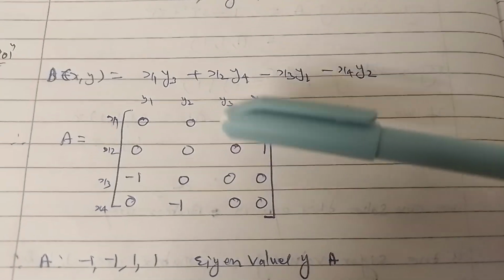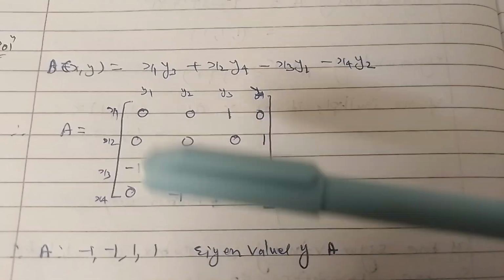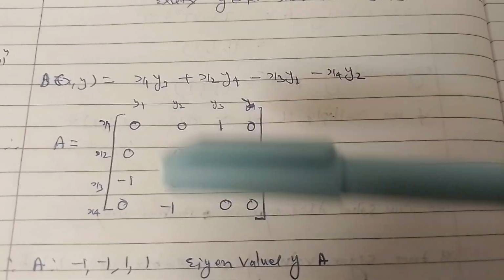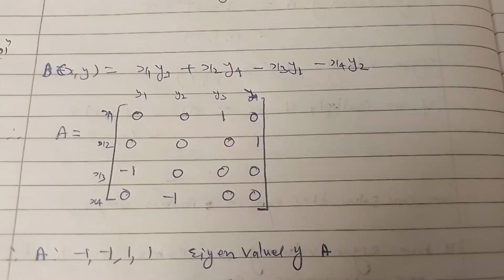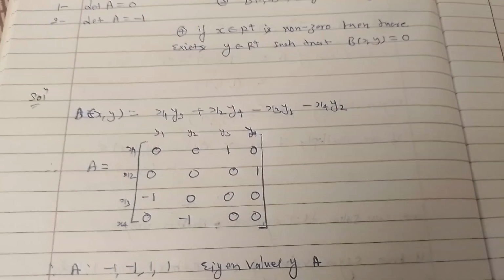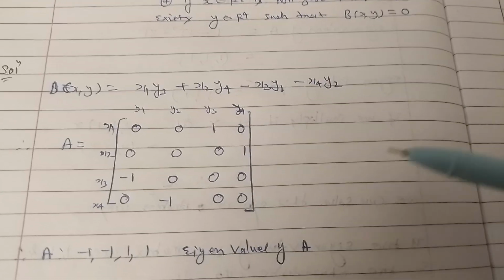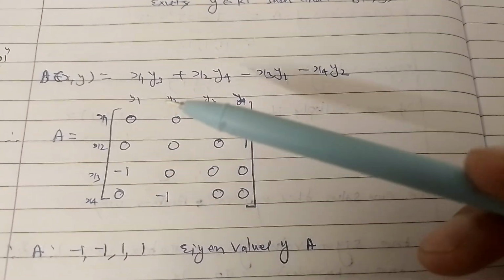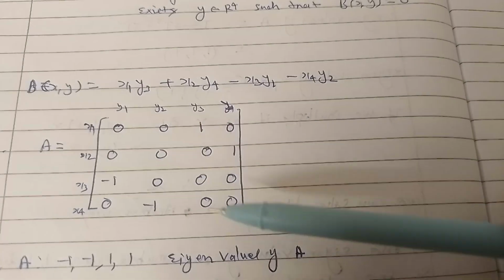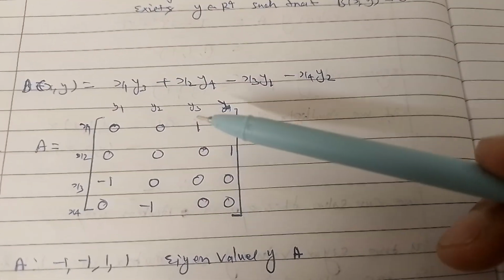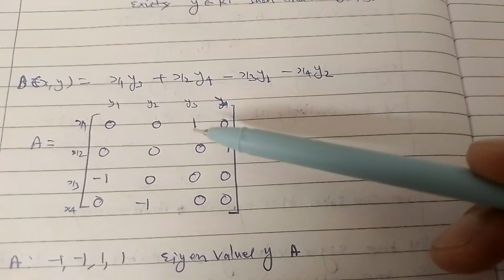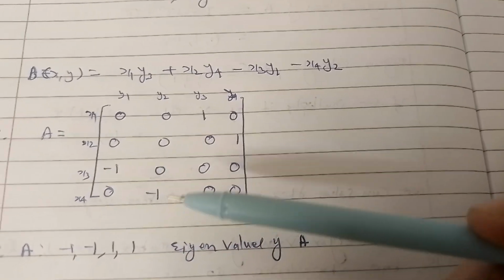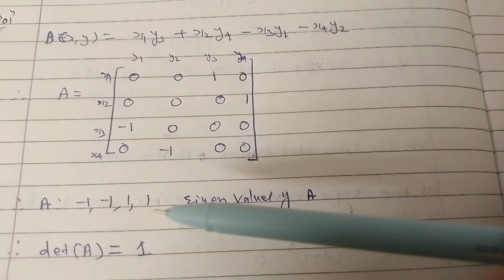So if we can find the eigenvalues of this matrix, then we can solve this question in a very easy way. So how can we find the eigenvalues? As you can see, this is a block matrix basically. This is one block and this is another block. Okay, so the eigenvalues are 1, 1 and minus 1 only. So the eigenvalues of A are minus 1, 1, 1.